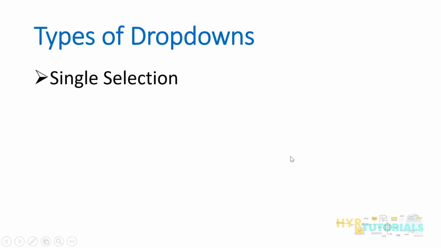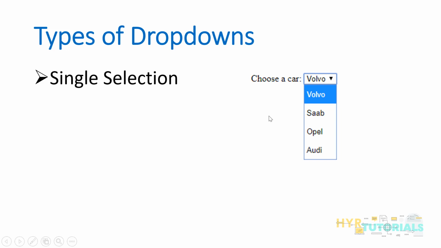The first one is the single selection dropdown. It looks like this. You have a dropdown, and when you click on it, it expands so that you can select the options. Once you select an option, it automatically collapses. Here you can select only a single option. Even if you press Control or any other key, you cannot select multiple options. So that is about the single selection dropdown.